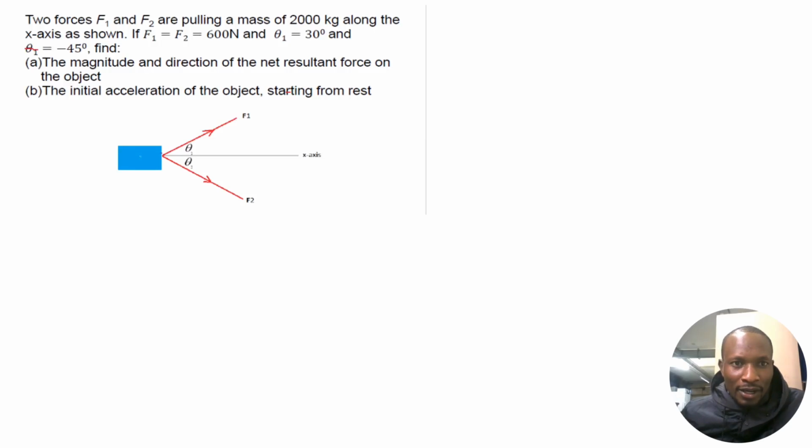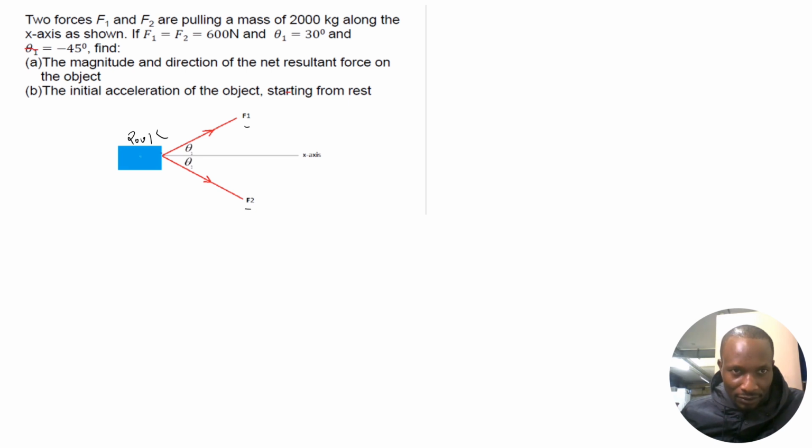Welcome back to our online tutorial, and today we are going to solve this problem from the topic forces and Newton's laws of motion. The question reads: two forces F1 and F2, so here is F1 and F2, are pulling a mass of 2000 kilograms along the x-axis as shown.